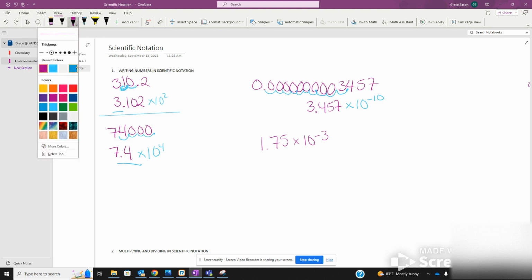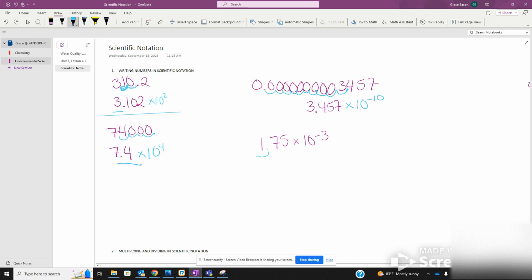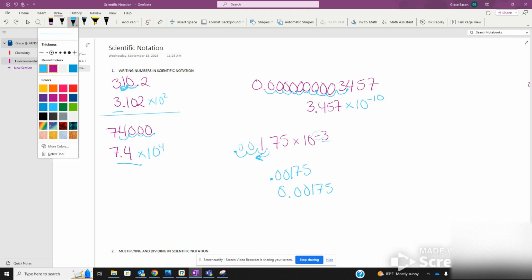I want to make that arrow blue. So because this is negative, we're going this way. And I'm going to go over that way 3 times. So I'm going to go 1, 2, 3. And this is where my decimal is, which means I have 0, 0. So I could write this as 0.00175. More traditionally, we're going to see this as 0.00175. Same thing.